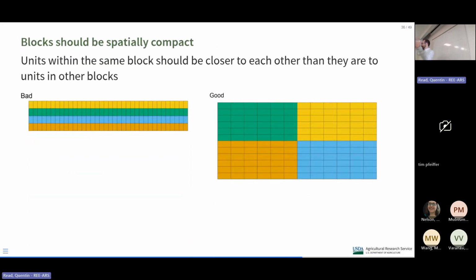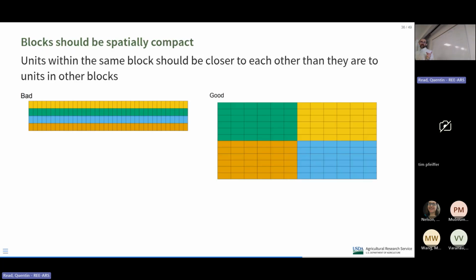Yeah, it's called block for a reason. It's not called little skinny string. It's called block because blocks are supposed to be spatially compact, because units within the block should be spatially closer to each other than they are to the ones in different blocks, because they share. That would ensure that they are environmentally as similar as possible, because things that are closer together should be more similar.